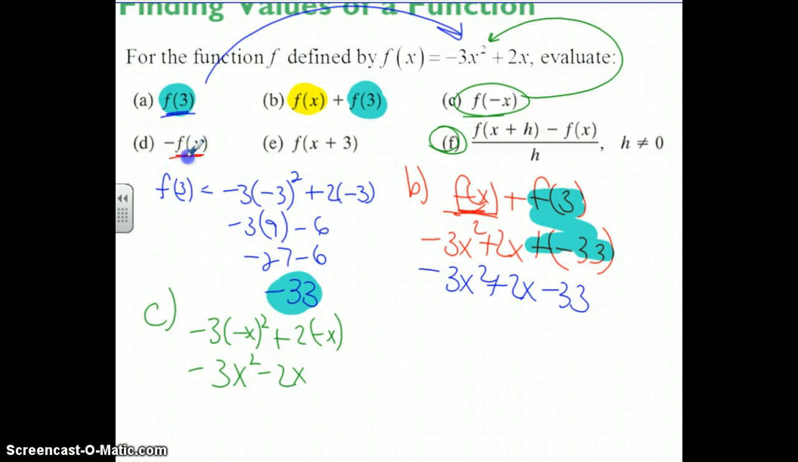This next one says take the opposite of the function. So I'm going to look at the function and take the opposite of a negative, which is positive, and take the opposite of a positive, which is negative.